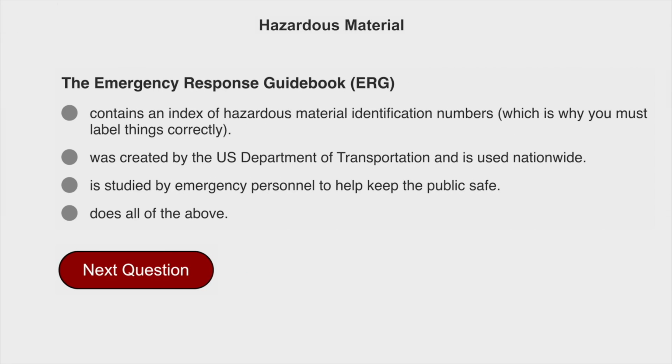The Emergency Response Guidebook, ERG, does all of the above: contains an index of hazardous materials identification numbers, which is why you must label things correctly, was created by the U.S. Department of Transportation and is used nationwide, and is studied by emergency personnel to help keep the public safe.